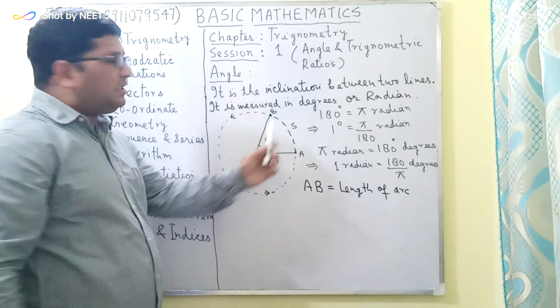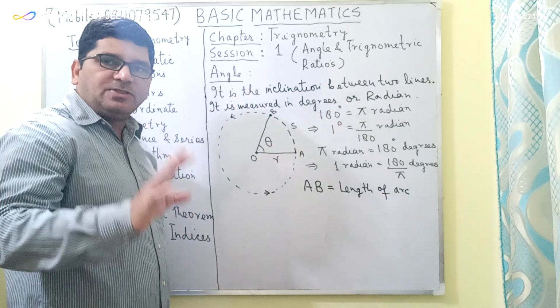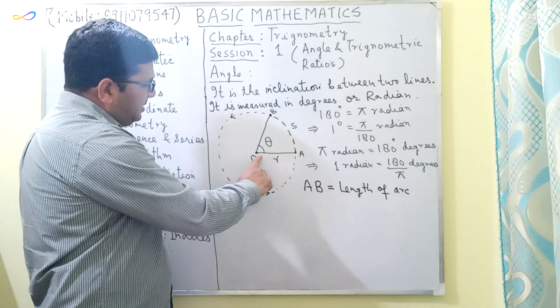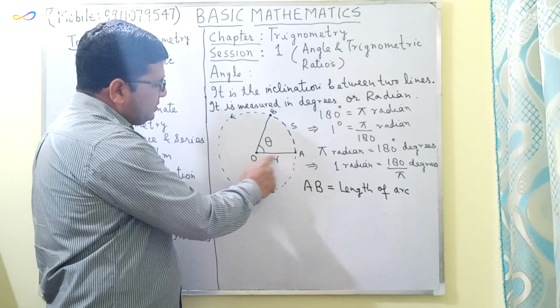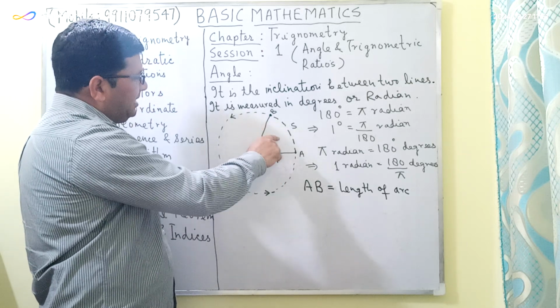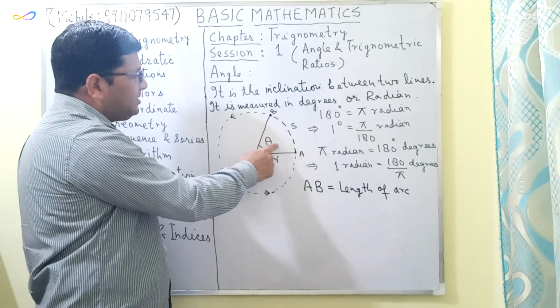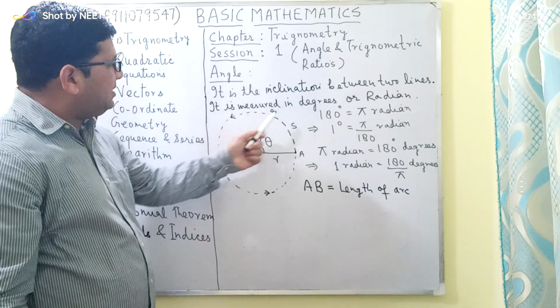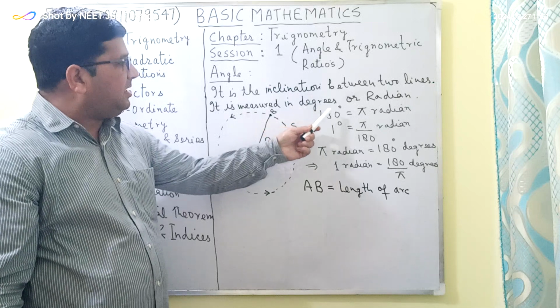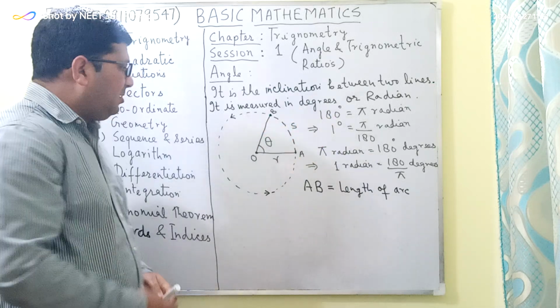So angle is the inclination between the two lines. It is a very simple definition. So here there are two lines, say this is OA and OB. So the inclination between these two lines is theta, and theta is the angle. Now this angle is measured either in degrees or radians.